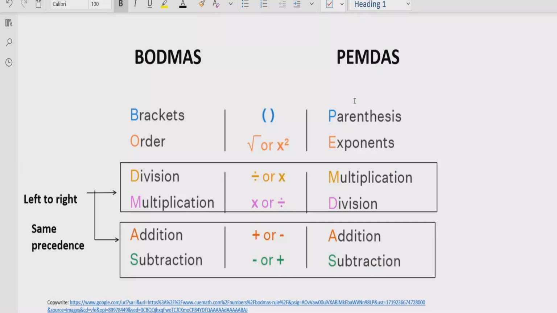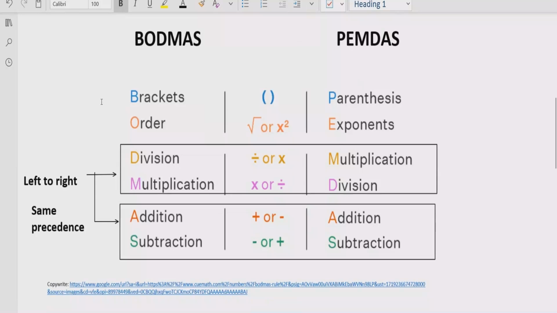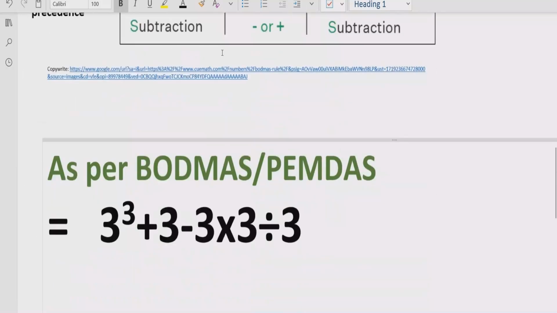Step number 3 is you have to solve division and multiplication. Both have similar precedence, so you can solve any of them which is coming first if you are going left to right. Either you are using BODMAS or PEMDAS, you can solve any of them which is coming first. Similarly, for addition and subtraction, we have the same rule. We can solve addition first if it is coming first, and we can solve subtraction first if it is coming first.